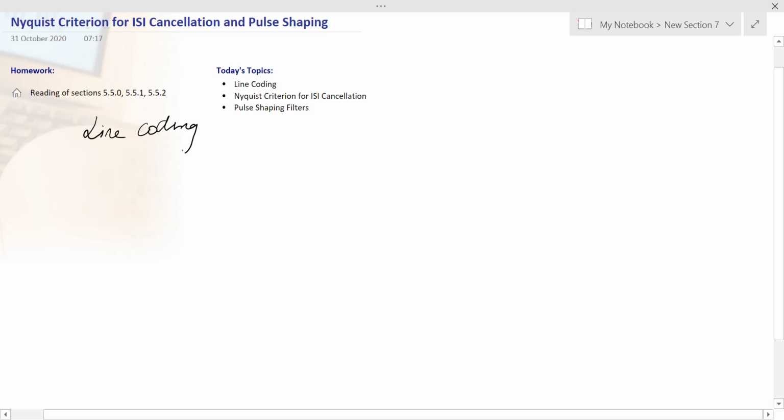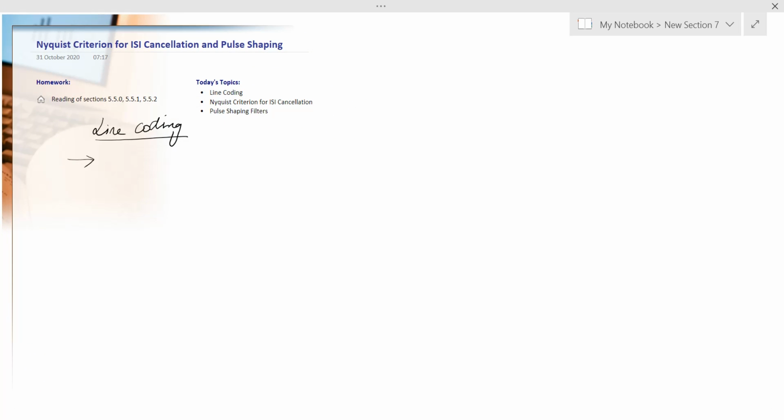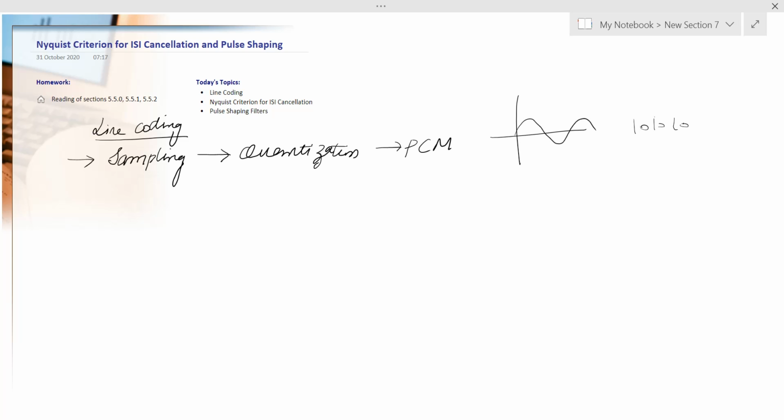So what line coding means is, if we recall the steps for conversion of analog signal to digital one, the first step is sampling, and then sampling is followed by quantization. Quantization is followed by pulse code modulation, right? So instead of an analog signal, now you have a series of ones and zeros, right? Now how to represent them in terms of waveforms, because at the end we have to transmit it, we have to process it. That procedure is called line coding.